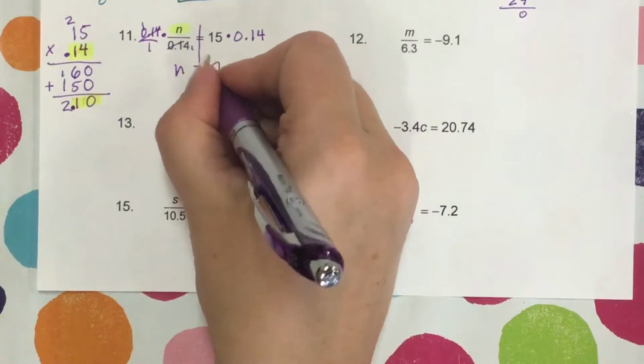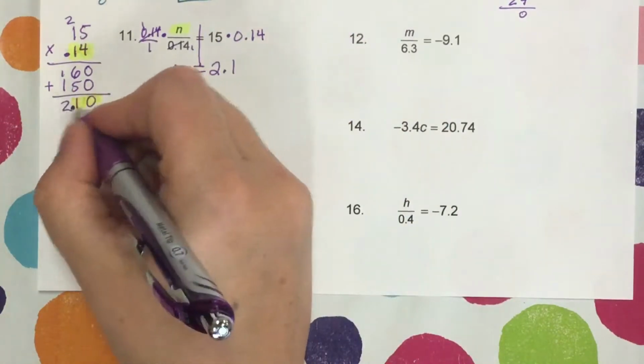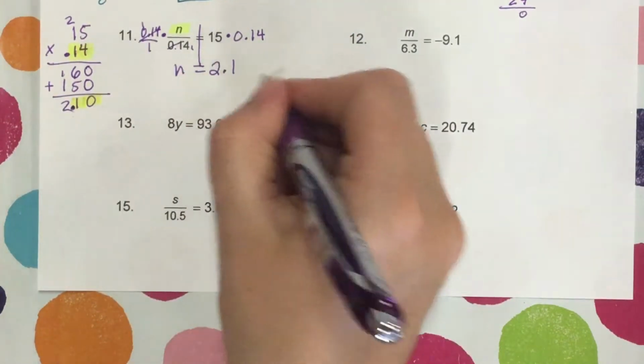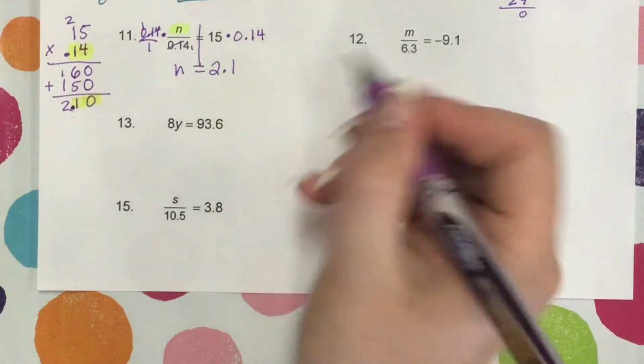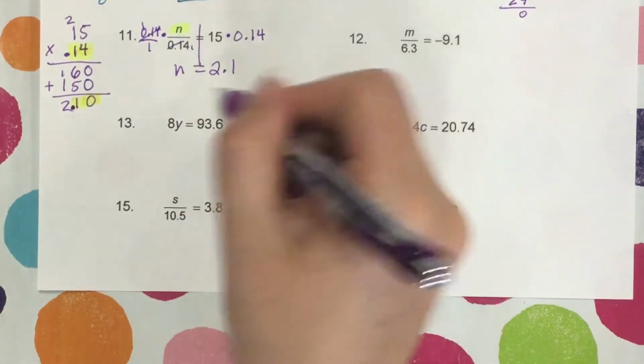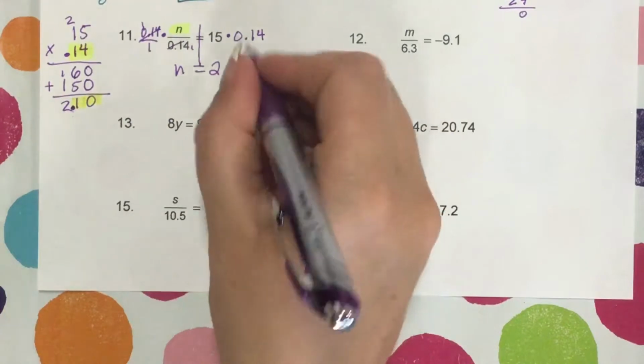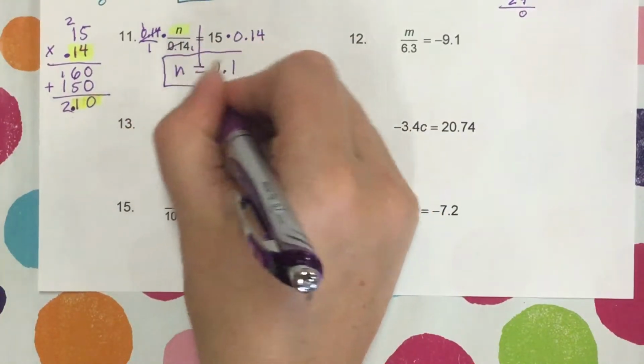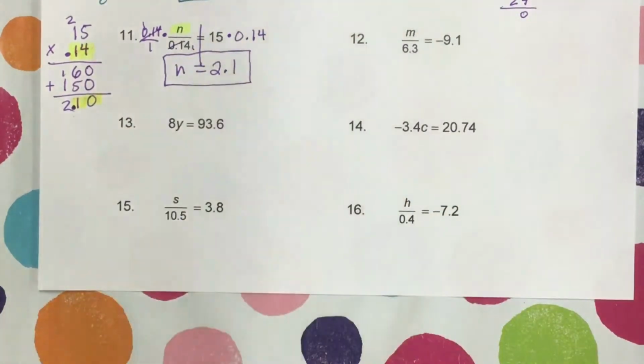And it is 2.1. Even though this says 2.10, I don't need to write that 0. The 0 is not needed. 2.1 is the same thing as 2.10. So I'm just going to leave my answer as 2.1. So if you got that right, great job. All right, on to number 12.